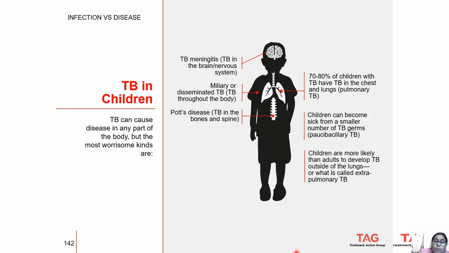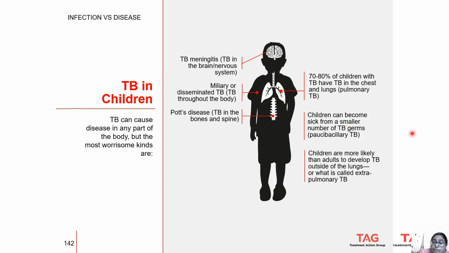Okay, but the most troublesome ones are TB meningitis. It's the TB in the brain and nervous system. Imagine how serious it can be. The miliary or disseminated TB throughout the body. The Pott's disease, TB in the bones and spine. 70 to 80% of children have TB in the chest and lungs, which is pulmonary TB, the most common form of TB.